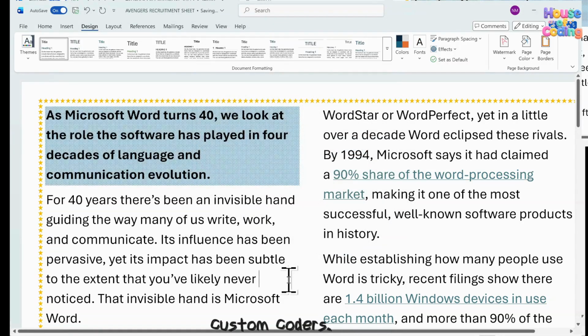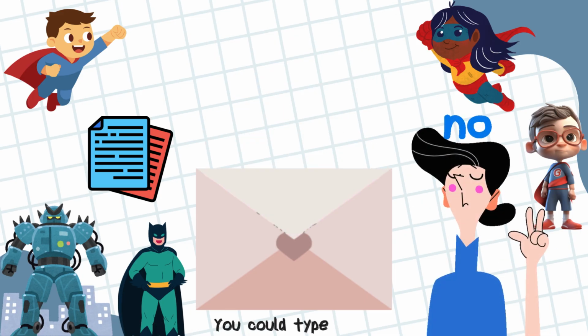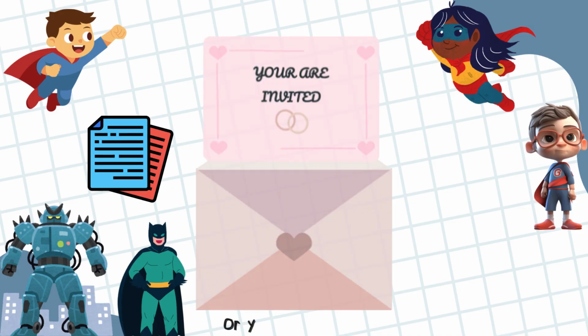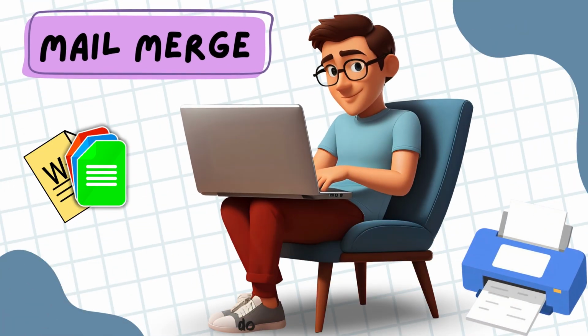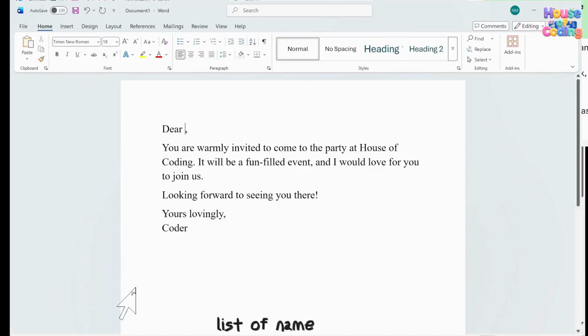Okay, custom coders, it's time for the ultimate time-saving trick. Imagine your teacher asks you to write an invitation letter to 30 different superheroes. You could type 30 separate letters, changing their names on every single one. Or you could use mail merge and let the computer do all 30 in 3 seconds. Mail merge takes a blank letter and merges it with a list of names.